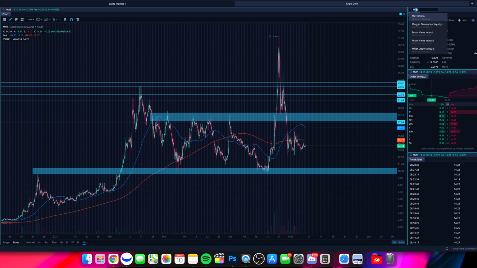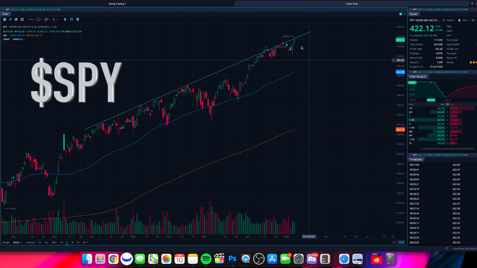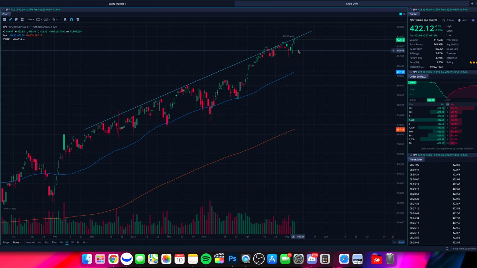So let's look at a couple different things. Let's look at SPY. This is going to model the S&P 500. So the overall markets are at our trend line right here. Yes, that's good and bad. I mean, the market's been pretty bullish as of late. The reason why we say that that's potentially bad is because we are overextended.